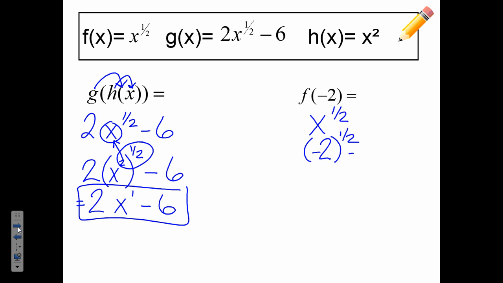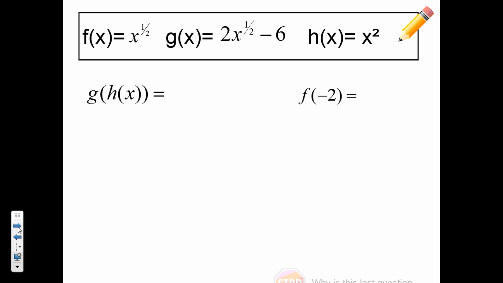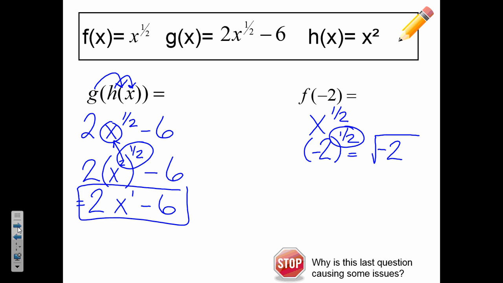Oh, are you getting an error? Me too. That's because this is a square root, and you can't square root a negative number. This power is a square root. So we got a problem. That is causing some issues because sometimes when you plug in values, it doesn't work out.